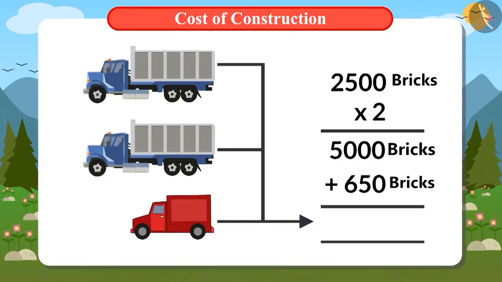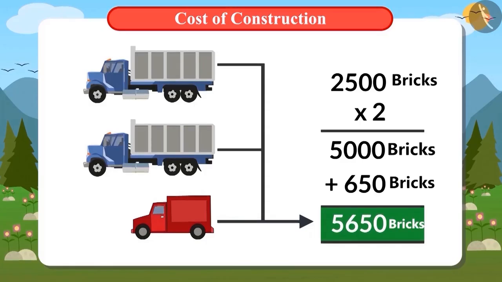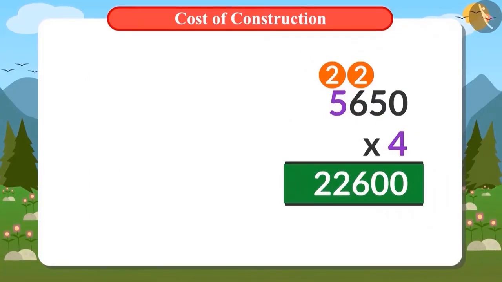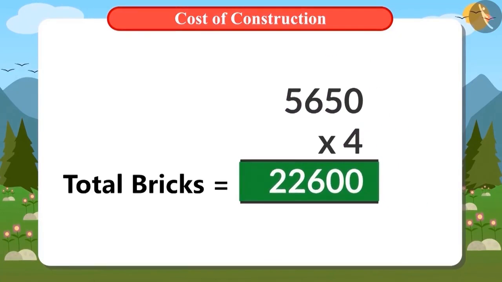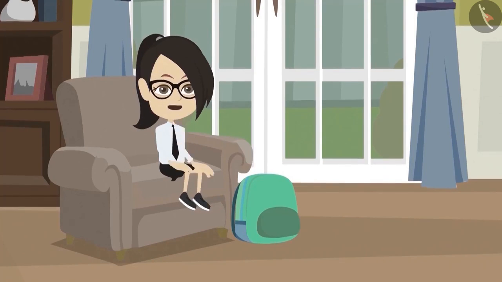If you add them, then I will know how many bricks will come in a month. Now let's add them. On adding, the answer we get is 5,650. Mummy had said that in this way bricks will be brought every month for 4 months. To check this, I have to multiply this number 5650 by 4. Multiplying the two numbers gives the answer 22,600, which is equal to total bricks required. This means my mom was right.